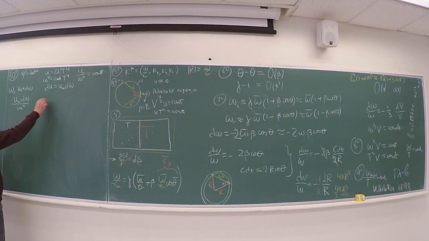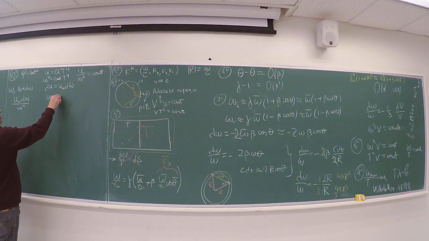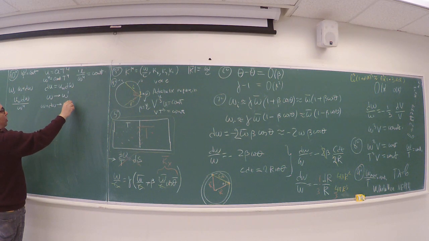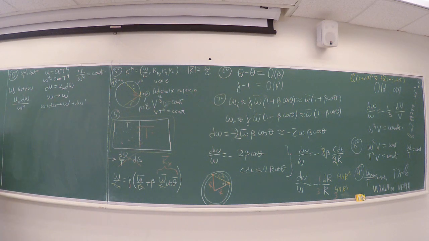Now, during expansion, omega transforms into omega prime, and omega plus d omega transforms into omega prime plus d omega prime, right? I mean, it's a trivial statement. When it expands, the old omega became new, and the right boundary also became new.